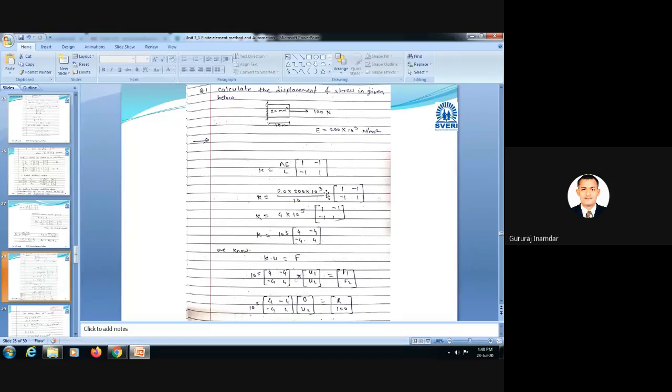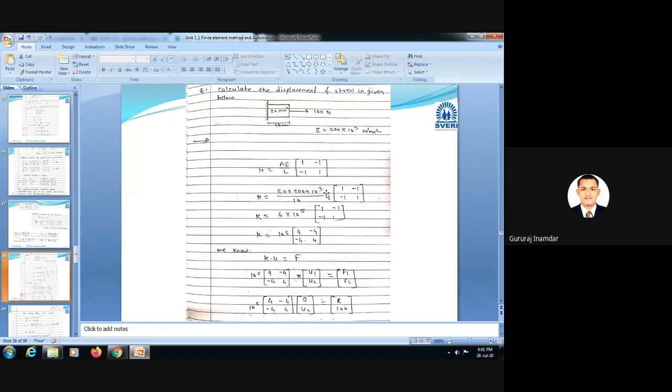Now put the values here. A is the area, given as 20 mm square. E, Young's modulus, is also given as 200 into 10 raised to 3, upon length 10 mm. Friends, keep in mind all the units of the given dimensions. If a unit changes, the answer will definitely be wrong, so first of all make all the units equal. But in this problem there is no need, as all units are the same.